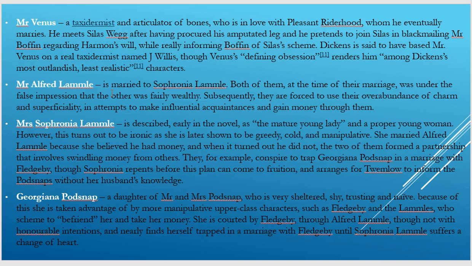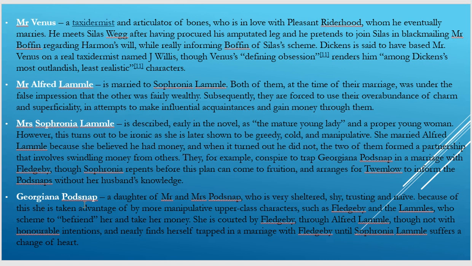We have Mrs. Sophronia Lammle. She is also the wife of Alfred. Her character, she dealt with him because she believed he had money. So her marriage with Alfred was because of money, not because of anything else. And later there is a trap: Georgina Podsnap in marriage with Fledgeby, though Sophronia repents before this plan can come to fruition. So she also arranged some marriages for others.